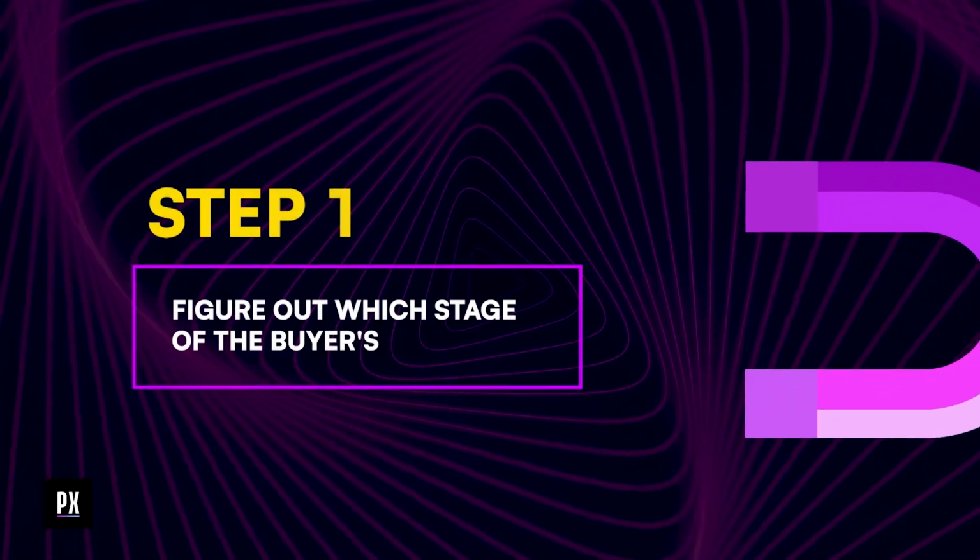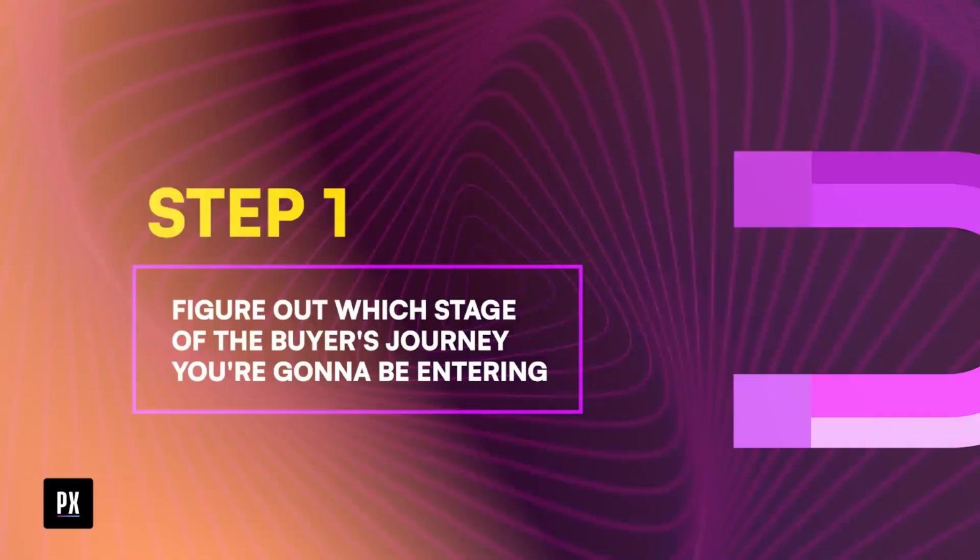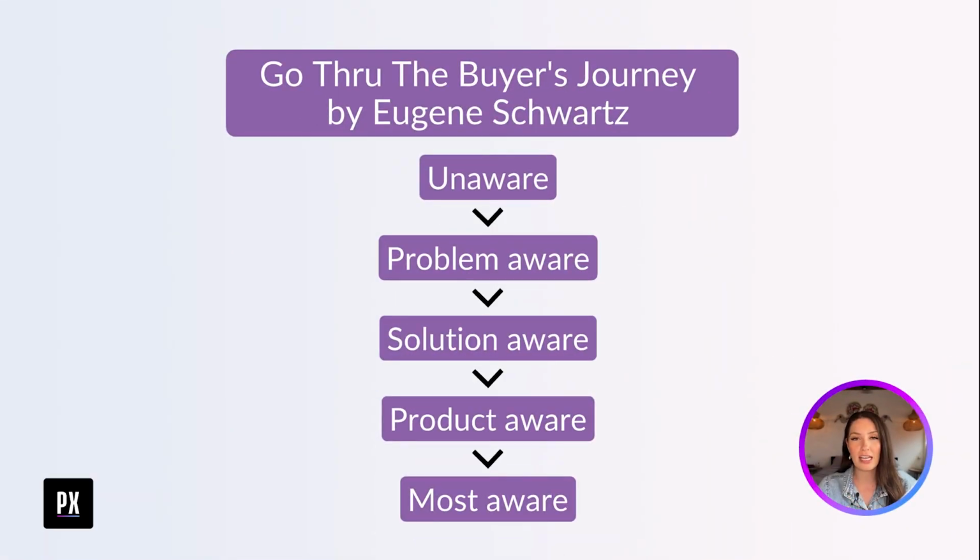Well, I'm going to walk you through the step-by-step process now. The first step is to figure out which stage of the buyer's journey you're going to be entering. I've spoken about this in other videos, but up on the screen now, you'll see the 5 stages of awareness by Eugene Schwartz. You can see here that nobody wakes up one day and wants what you have, right? They're going to go through these stages.